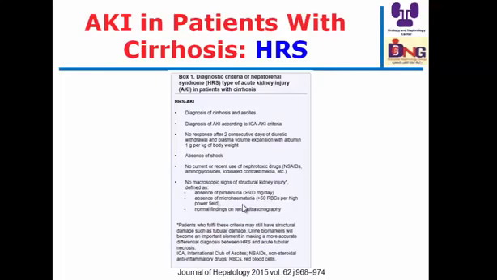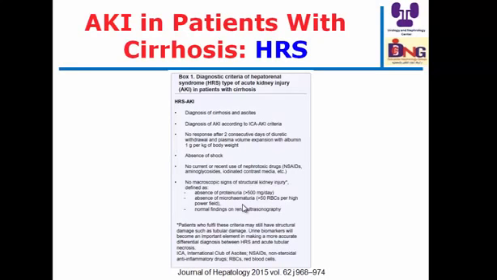Again, diagnosis of cirrhosis and ascites, diagnosis of acute kidney injury according to the International Club of Ascites. No response after 2 consecutive days of diuretic withdrawal and volume expansion by albumin. Absence of shock. No current or recent use of nephrotoxic drugs. No macroscopic signs of structural kidney injury.